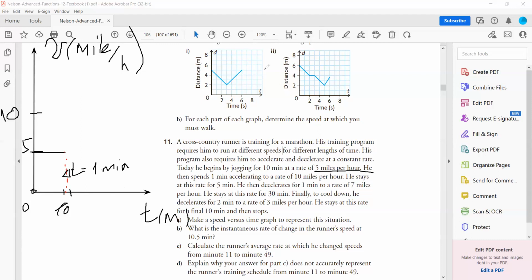If in 1 minute he accelerates to 10 miles per hour, following point, and delta t is only 1 minute.